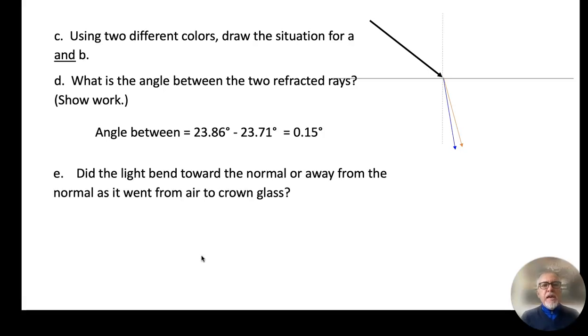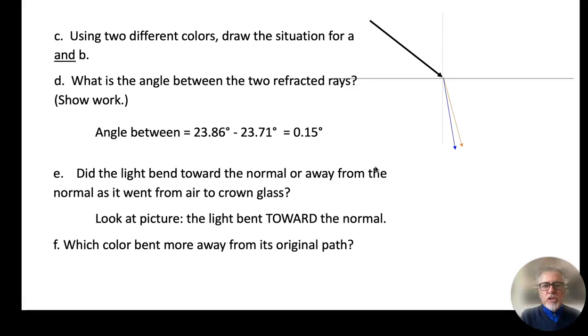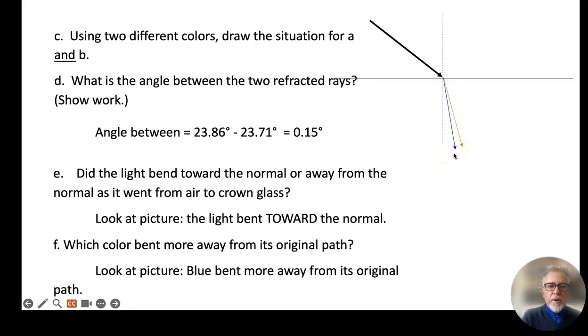And now problem E, did the light bend towards the normal or away from the normal? Well, how are you going to figure this one out? Well, look, the angle of incidence is right here. It's big. The angle of refraction for each of these is right here. It's smaller. So this bent towards the normal, right? And finally, which color bent more from its original path? Why don't you go ahead and write down your answer? Okay, the original path would have taken it this way, right? Like this. So orange bent away from the original path, but blue bent away more.